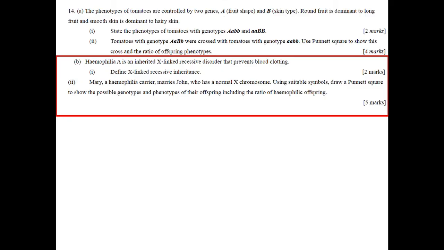Sini kita ada past year question. 14B ya, bukan A. A itu inheritance lain. Tapi kalau untuk sex linked gene, 14B ni ya. So sambil tu kita tengok juga soalan ni. So remember untuk chapter 4 mesti analyze dulu info yang soalan tu bagi. So hemophilia A is an inherited X-linked recessive disorder that prevents blood clotting. Lepas tu dia suruh sini B1, define X-linked recessive inheritance.